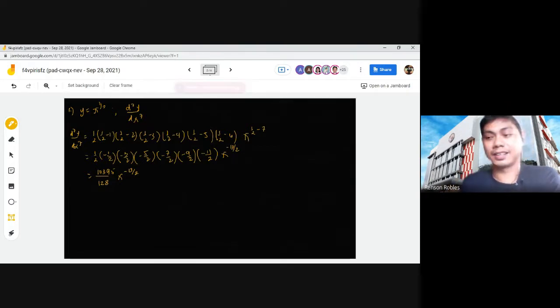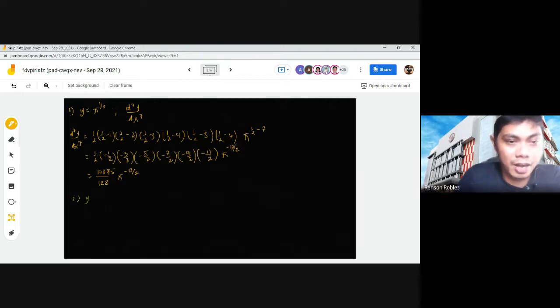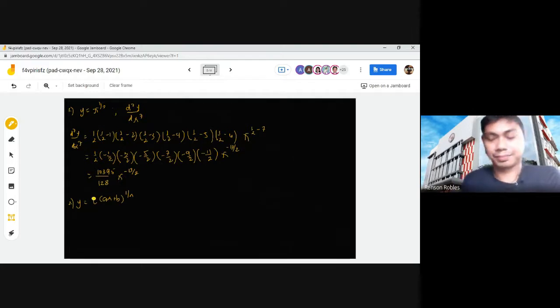Then, if we can extend it into this form, y equals (ax plus b) raised to 1 over n, what do you think will happen? Let's put a c in front, so that c is a constant. So y equals c times (ax plus b) raised to n.